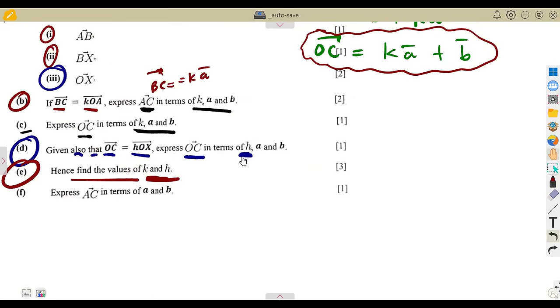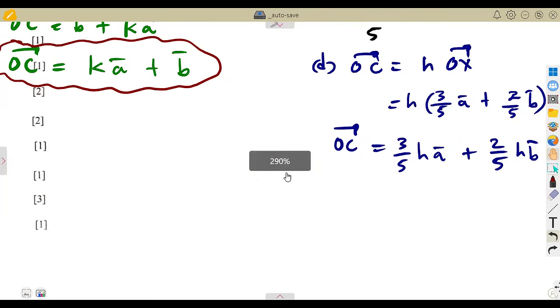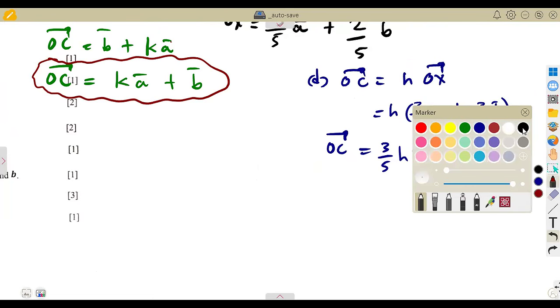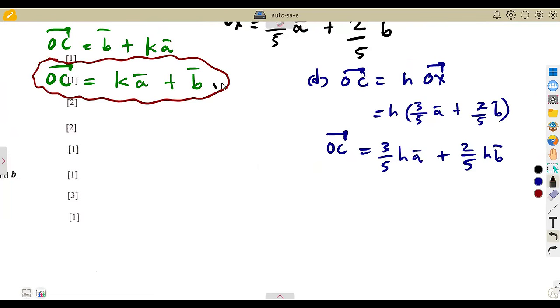Hence, it's a continuation from what we have. So how do you find the values of H and K? You have to look for the two vectors which are the same. Are there two vectors which are the same? There is vector OC, there is vector OC. They are the same, so you can take advantage of these two vectors that you are given here.